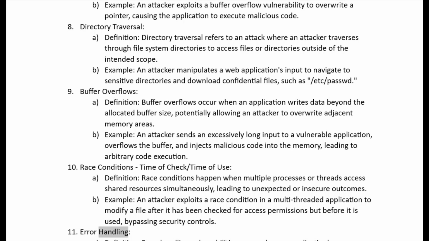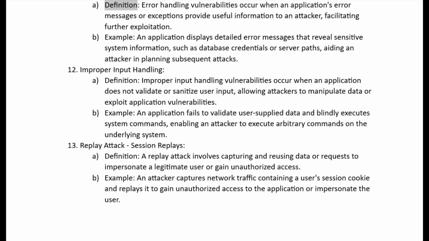Error handling. Definition: error handling vulnerabilities occur when an application's error messages or exceptions provide useful information to an attacker, facilitating further exploitation. Example, an application displays detailed error messages that reveal sensitive system information, such as database credentials or server paths, aiding an attacker in planning subsequent attacks.